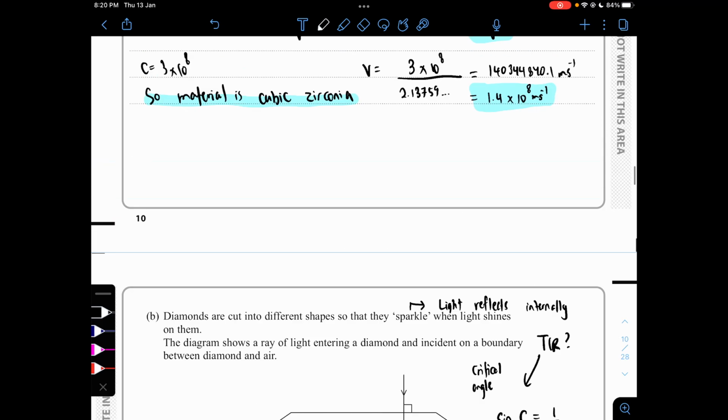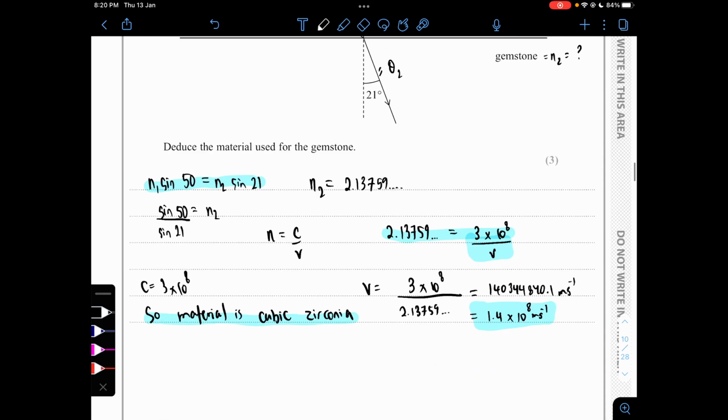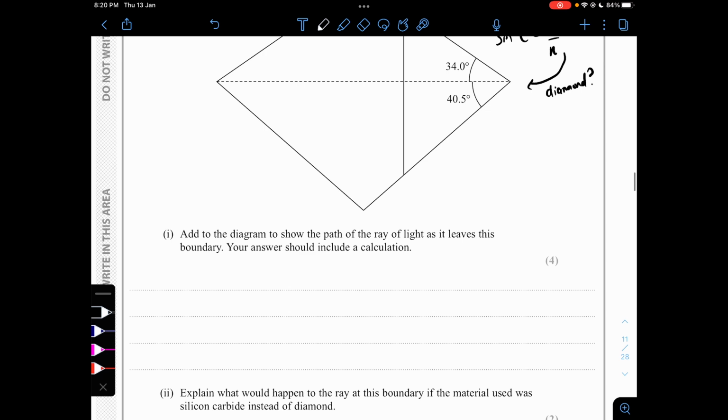We don't, because we only have its velocity, right? 1.24 times 10 to the power 8. So we can find out that n, right? We go n equals c over v. So it will be 3 times 10 to the power 8 all over, what did we say? 1.24 times 10 to the power 8. So this will give us what? When you put it in the calculator, 2.419, and it goes on.